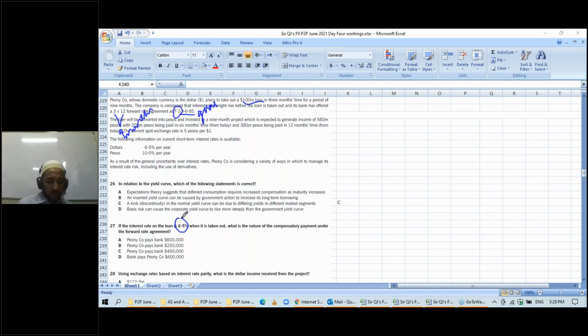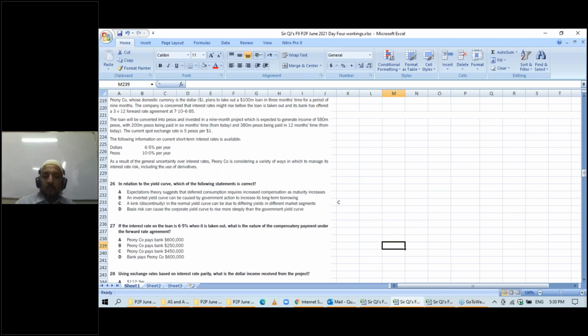Now what will happen in this case? That PNE will have to make a payment. How much will PNE have to pay? The difference between 7.1 and 6.5. In case the interest rate would have been higher than 7.1, the bank would have paid to PNE. In this case, PNE will have to make payment, and the payment amount will be this much.